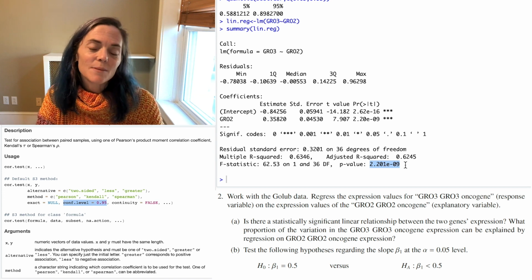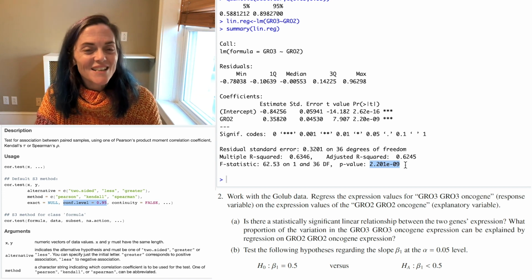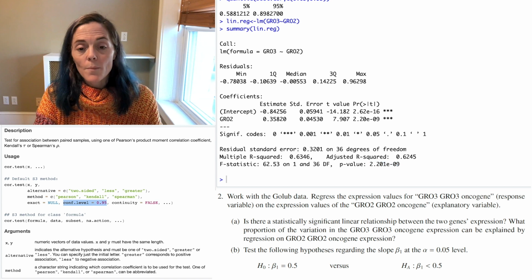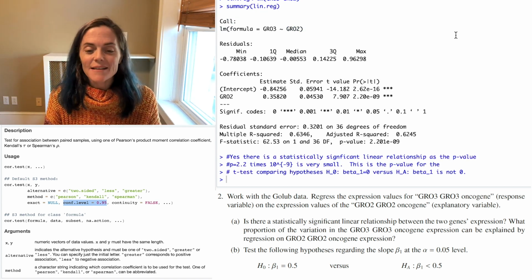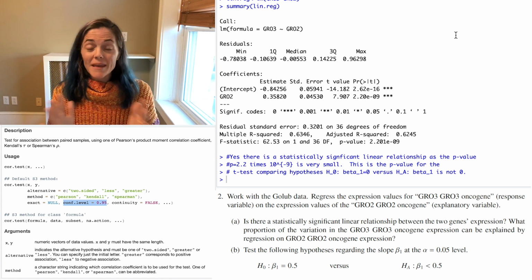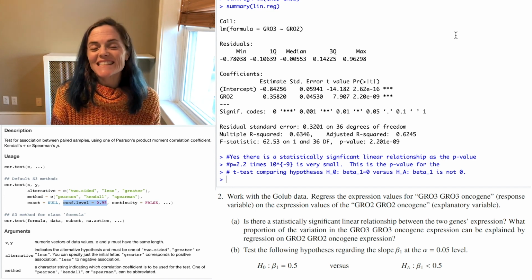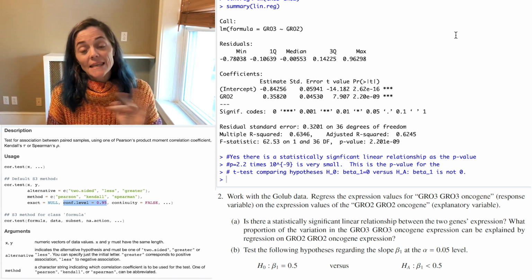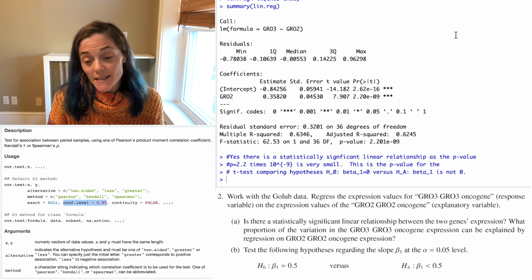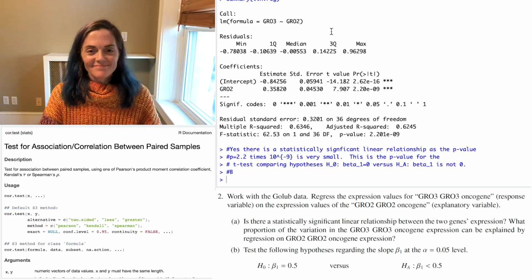This is something we talked about in one of our lecture videos. So maybe I will make this as a comment. All right, here's the comment in R. On the PDF of the solutions that I include in Canvas, I will have this typed nicer. But yes, there is a statistically significant linear relationship.